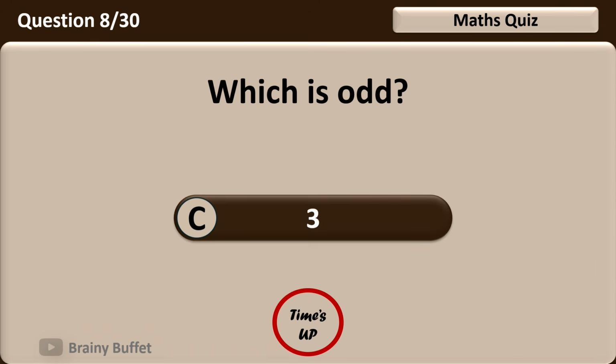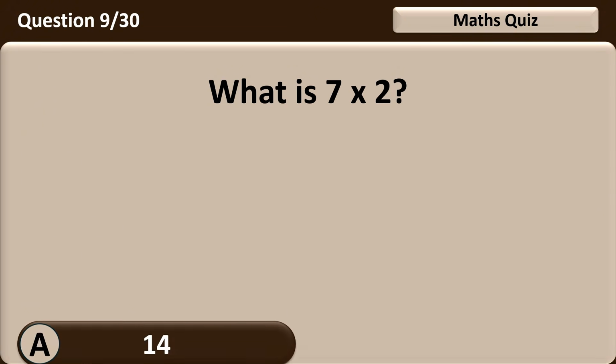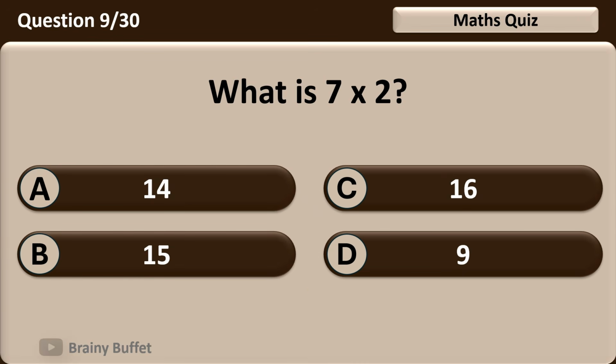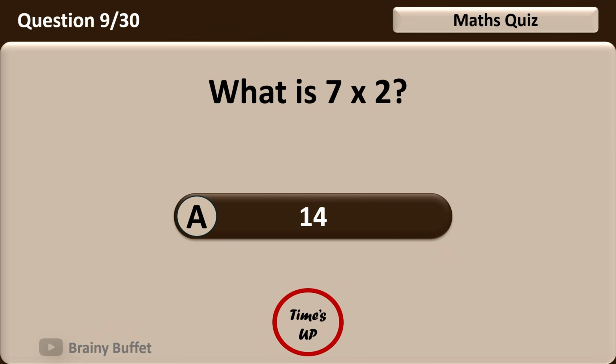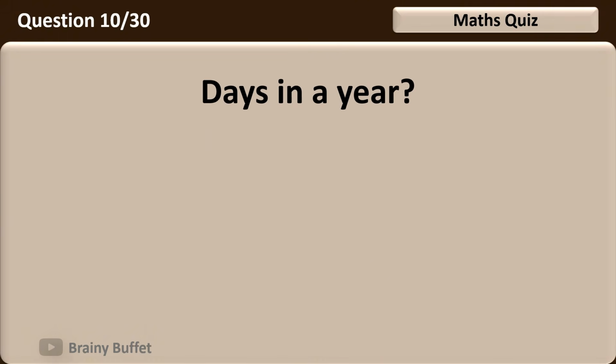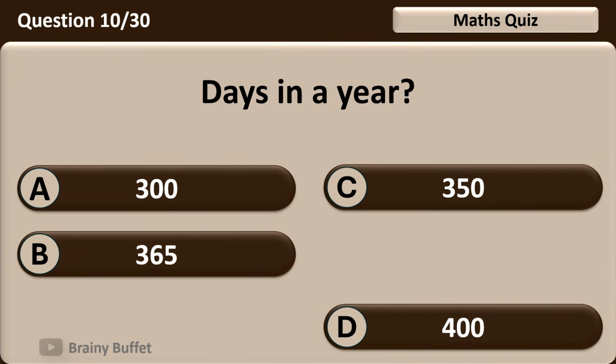The correct answer is option C, 3. Question 9. What is 7 times 2? The correct answer is option A, 14. Question 10. How many days are in a year?